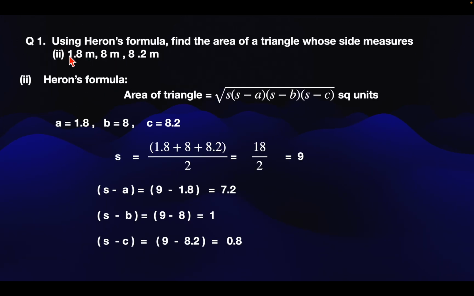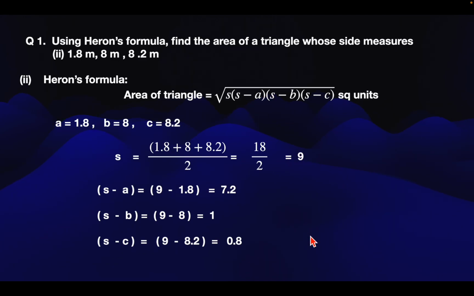Next sum. Here are the values of a, b and c. a is 1.8, b is 8, c is 8.2. First let's find s. s is 1.8 plus 8 plus 8.2 divided by 2. When you add this, you get 18 upon 2, that is equal to 9. Find out the values of s minus a, s minus b, s minus c. So you get 9 minus 1.8 is 7.2, 9 minus 8 is 1, 9 minus 8.2 is 0.8. So you got these values.